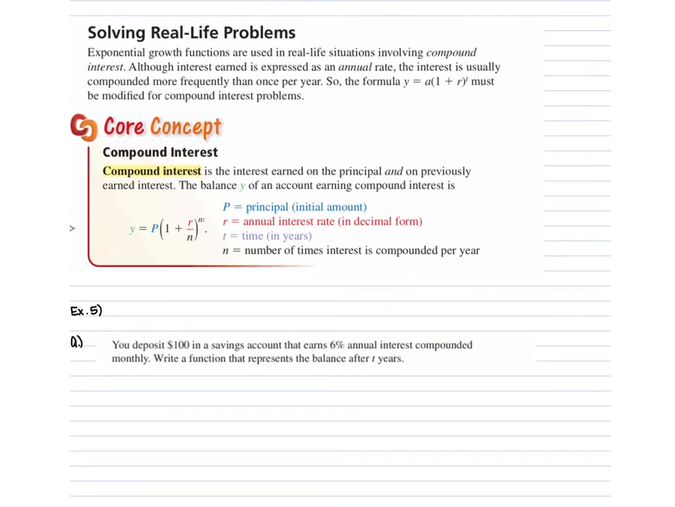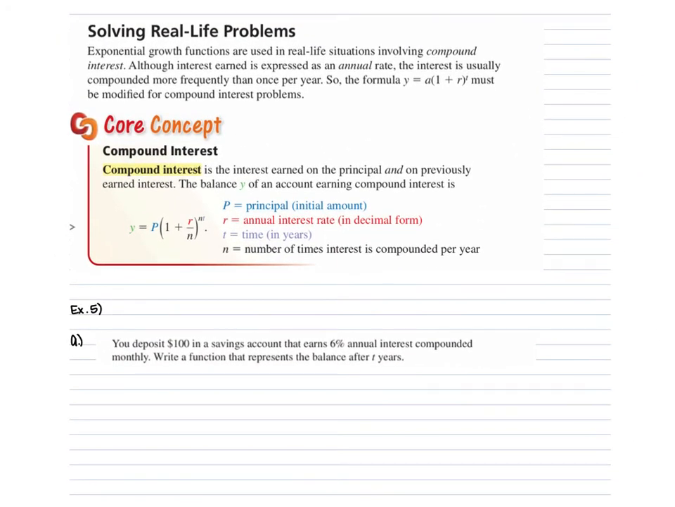The next part of your lesson goes over compound interest. Your compound interest formula is a little different than the formulas you've used for exponential growth and exponential decay. Your compound interest formula is y is equal to P, which is your principal, that starting amount, times 1 plus your rate as a decimal over the number of times it's compounded per year, all raised to the power of the number of times it's compounded per year times your time.